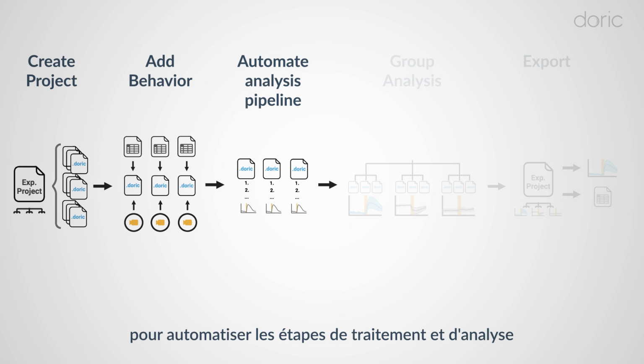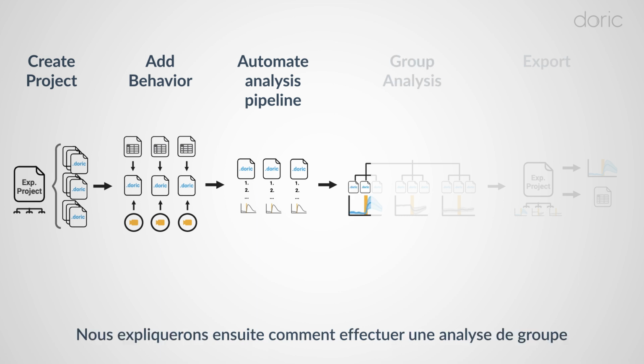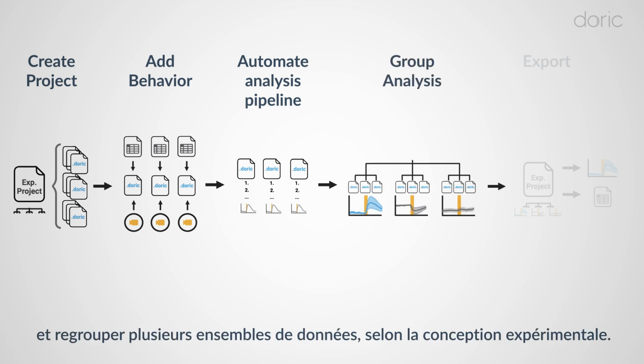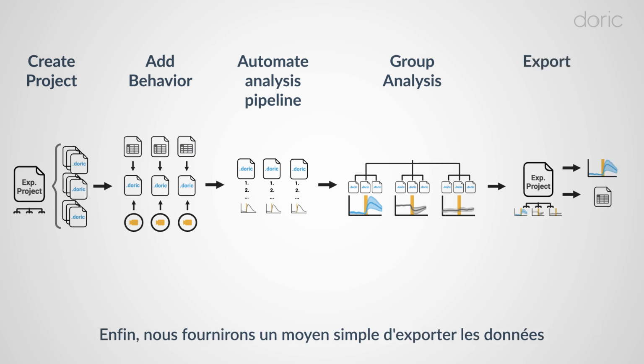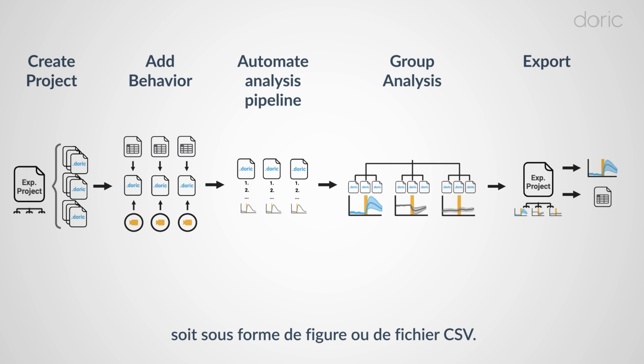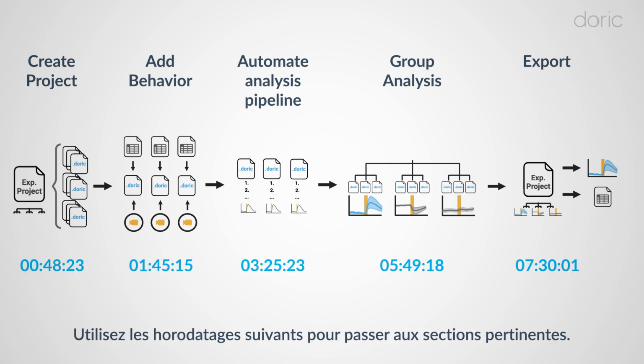how to use the pipeline function to automate processing and analysis steps, applying the same series of operations individually to each dataset. Then we will cover how to do group analysis and pool together multiple datasets according to the experimental design. Finally, we will provide a simple way to export the data either as figures or as CSV files. Use the following timestamps to skip to the relevant sections.